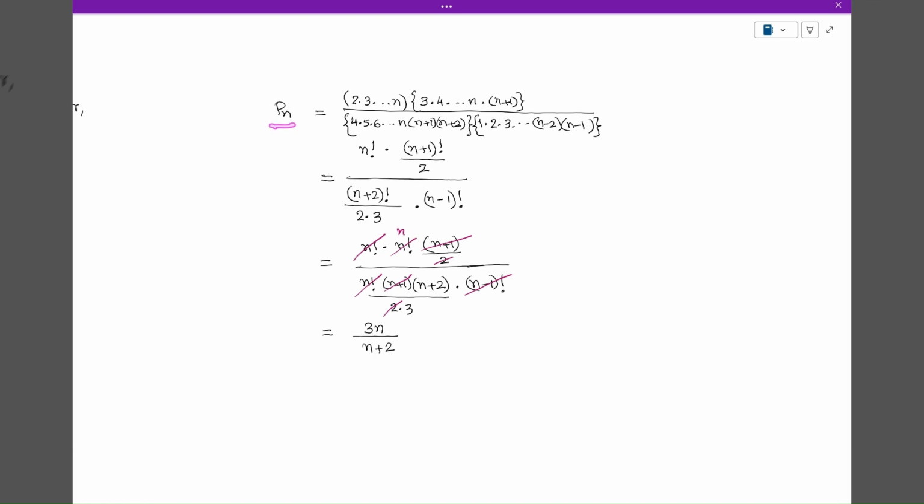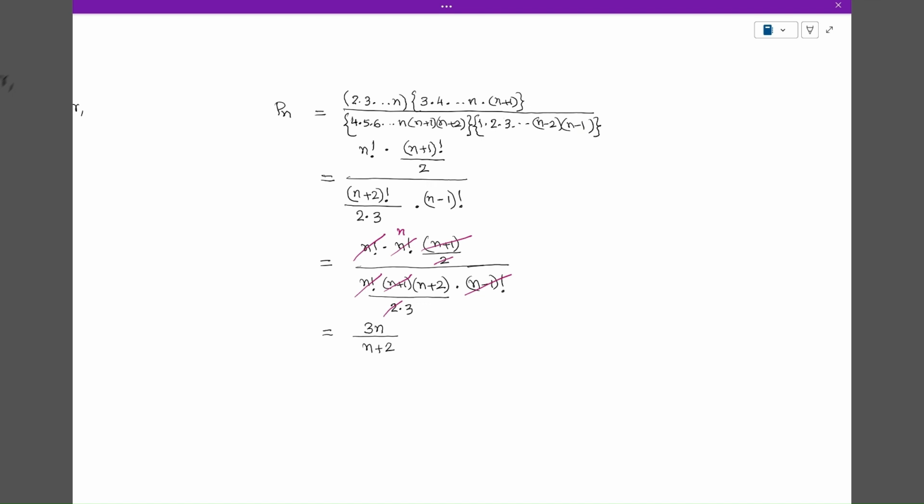Pn is equal to 2 multiplied by 3 multiplied by 4 up to n, then 3 multiplied by 4 multiplied by 5 up to n multiplied by n plus 1, divided by 4 multiplied by 5 multiplied by 6 etc. up to n plus 2 multiplied by 1, 2, 3 up to n minus 2 multiplied by n minus 1. And this term here is factorial n. This term here is factorial n plus 1, but as the number 2 is missing here, we divide that by 2. Similarly, this term here is factorial n plus 2, and since at the beginning 2 and 3 are missing, we divide by 2 multiplied by 3. Finally, this term is factorial n minus 1.